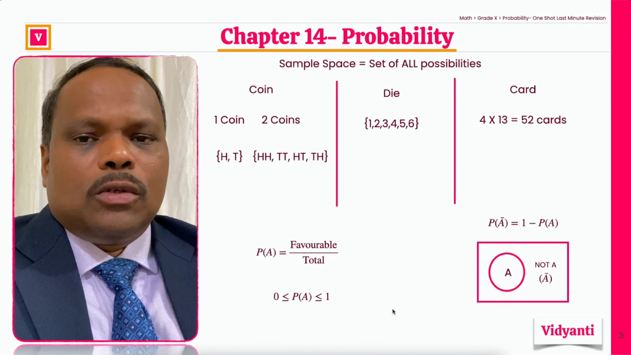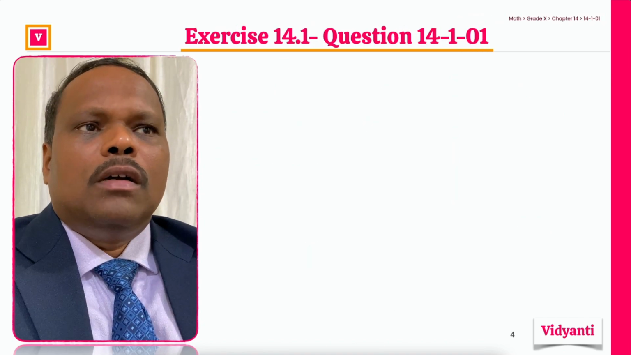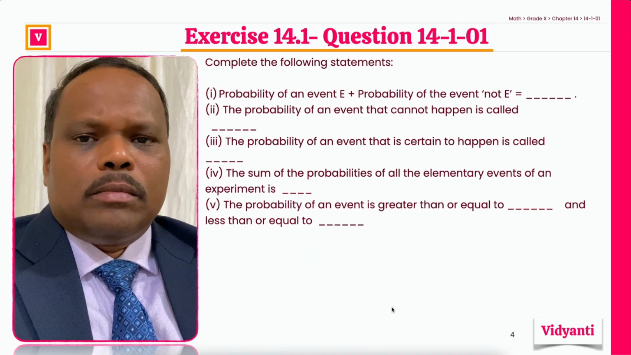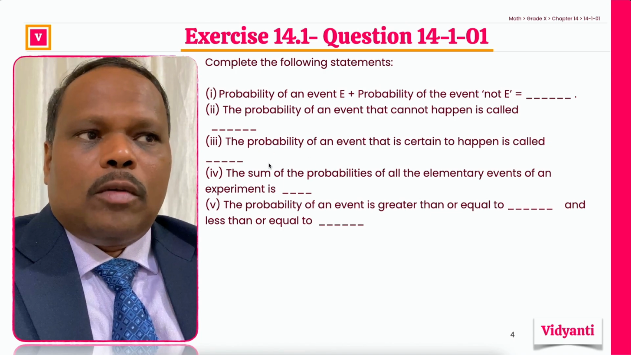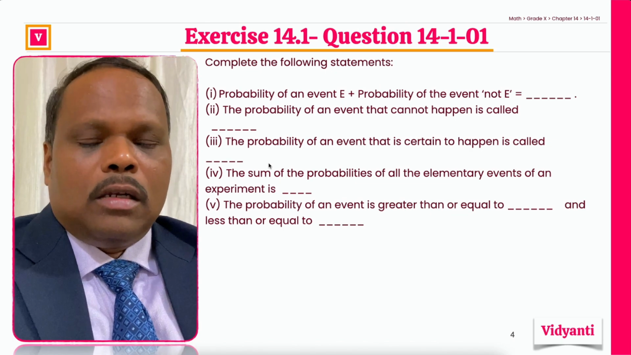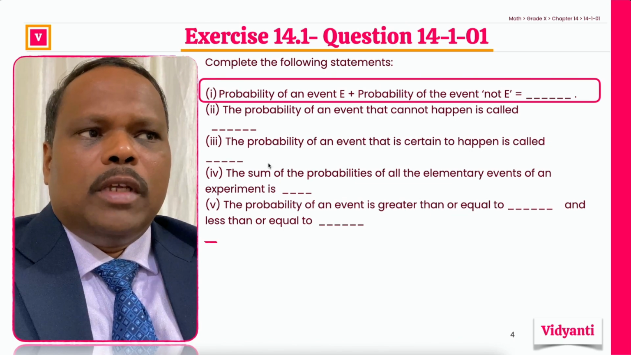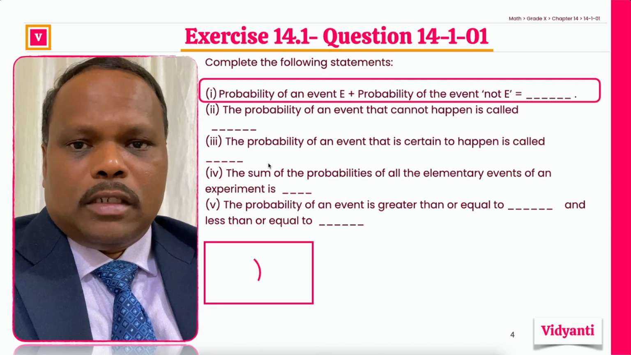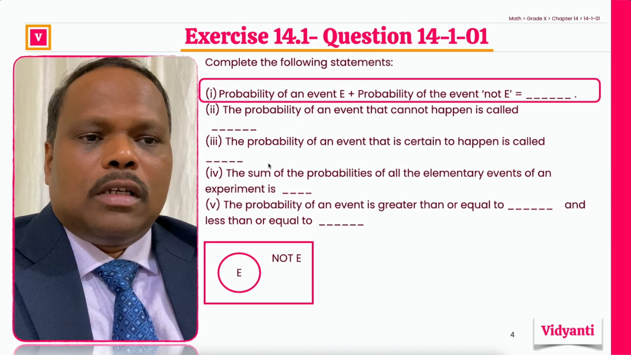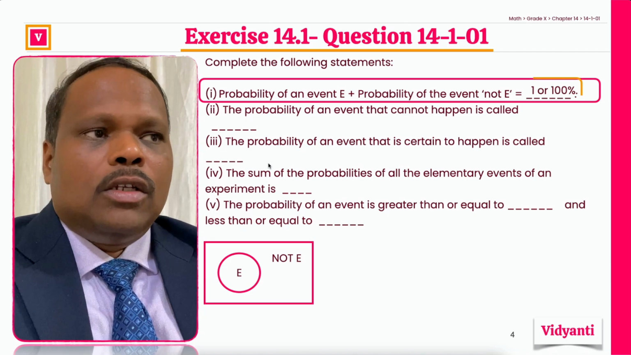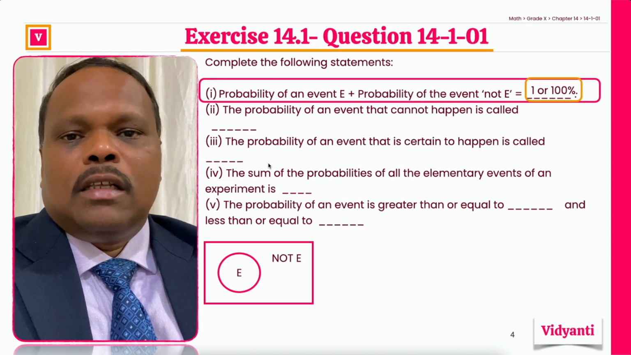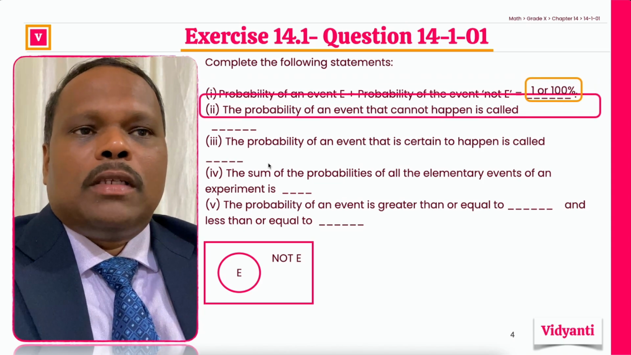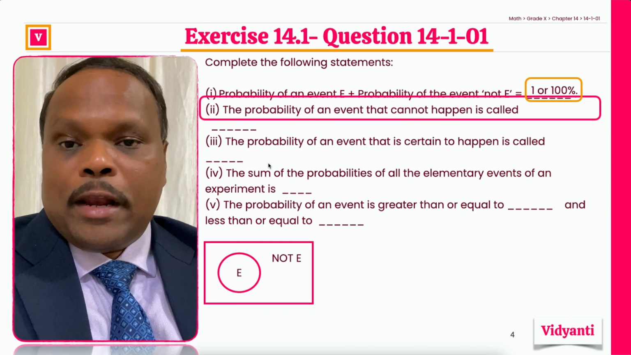Having said that, let's go to the first problem, 14.1.1. Let's see some MCQs. The probability of an event E and the probability of the event not E, or E bar, collectively we know it will be expressed just like what I have mentioned. Collectively everything, that will be 100% or simply 1. So the answer for this one is 1, but if you want to express that in terms of percentage, that will be 100%.